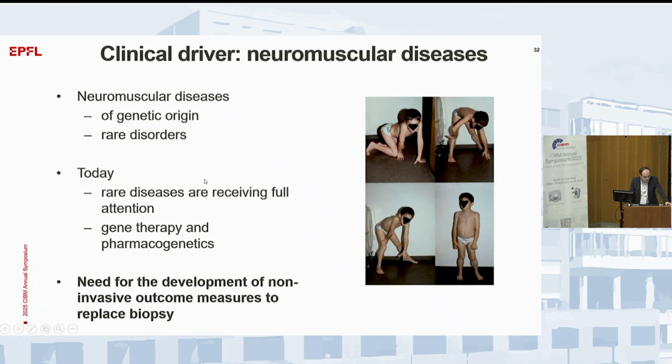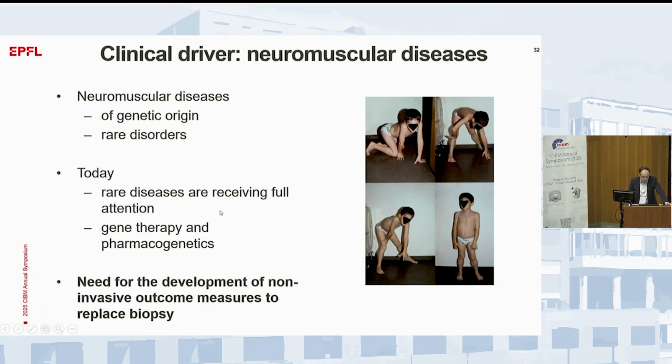The first one is neuromuscular diseases. Neuromuscular diseases are in general of genetic origin. They are rare disorders. However, nowadays there are more and more pharmaceutical interventions, and more and more drugs being developed. The situation there is that you have a lot of functional tests being developed, and you would like to have non-invasive outcome measures to replace biopsy. You can measure the fat infiltration of skeletal muscle. These are known techniques, like fat quantification techniques.